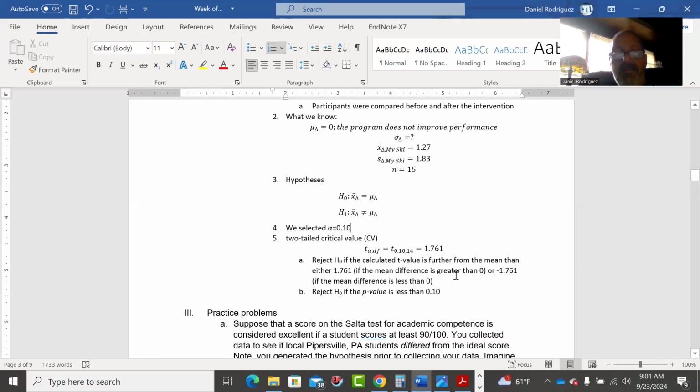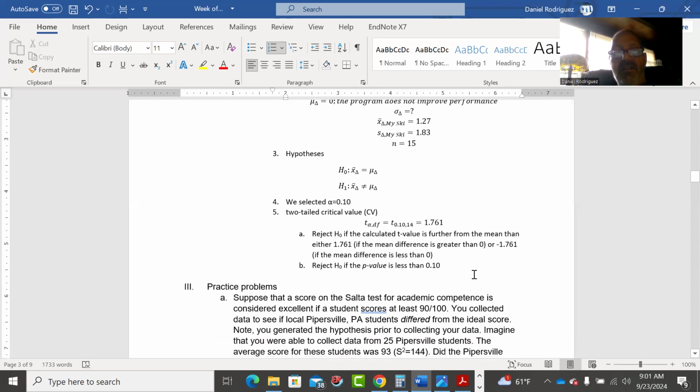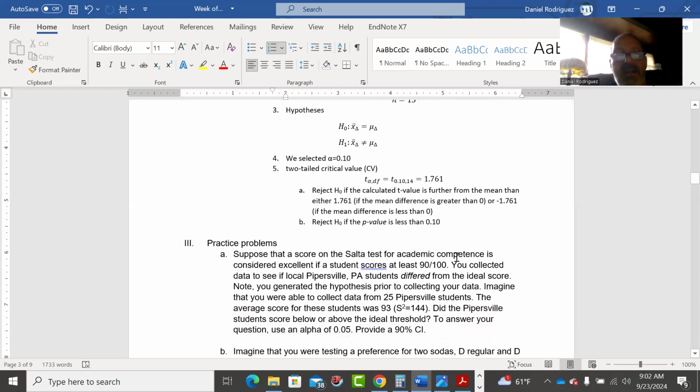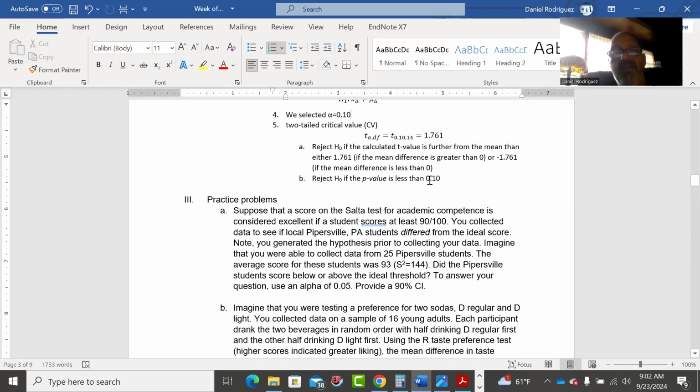1.761. Okay. So our rule is to reject the null hypothesis if the calculated value is further from the mean than either 1.761 or negative 1.761. Either, it doesn't really matter, right? It's two-tail. And reject. So again, we could just use the absolute values here. And again, we could use the p-value criterion if we had a p-value, but we don't have any p-values here.